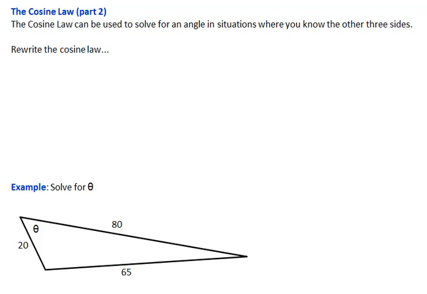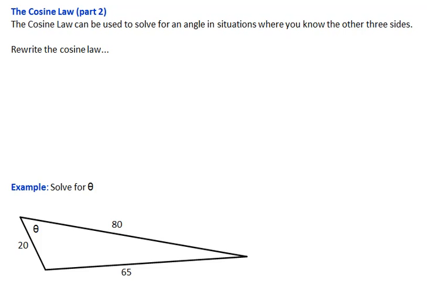Part 2 of the cosine law. Well, we've already seen that the cosine law can be used to solve for a side of a triangle if we know the other two sides and the angle that they contain. But it can also be used to solve for an angle if we know all three sides of the triangle.